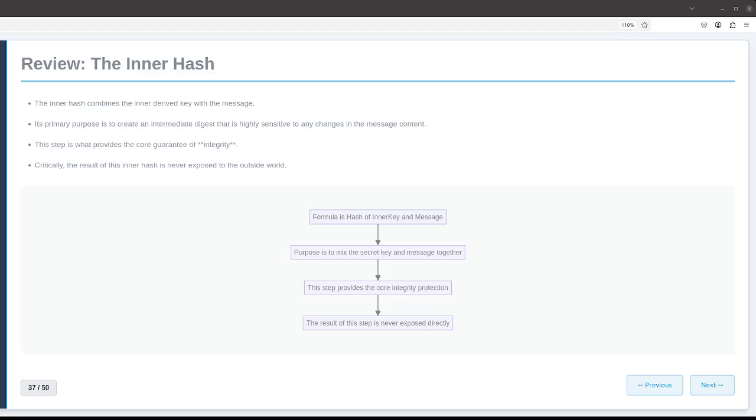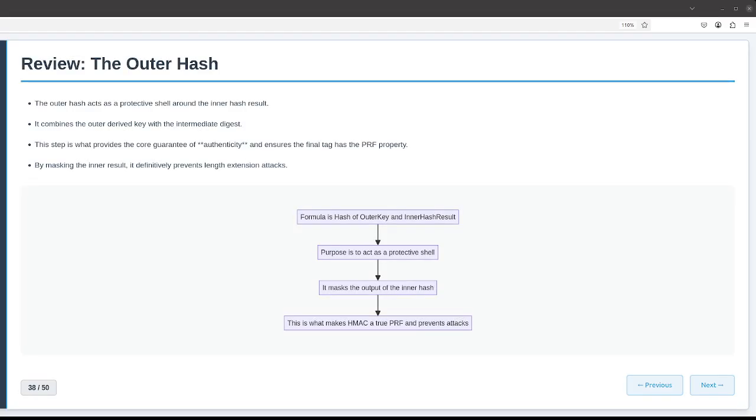The inner hash. Let's review the purpose of the inner hash one more time, as it's the first critical step. The calculation is H(K' XOR ipad | M). Its job is to create a digest that combines the secret key with the message. By XORing the key with the inner pad, we create a derived key that is used for this initial pass. This step is what primarily provides the integrity protection. Any change to the message M will cause this intermediate hash to change completely. However, this result is never exposed directly.